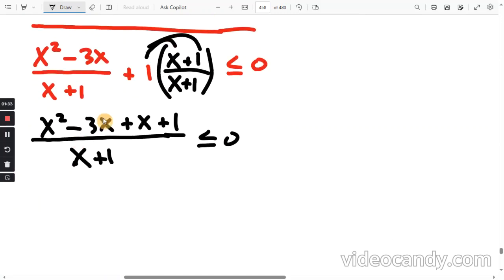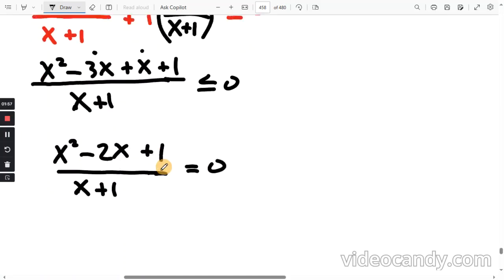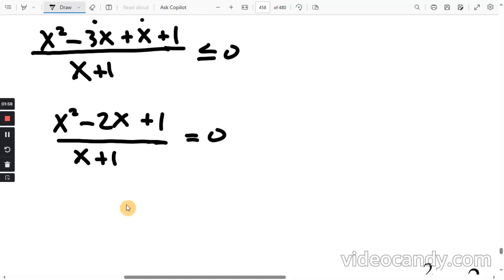All right, combining the likes, -3x and +x is -2x. We still have x squared, and we still have +1, and that's over x plus 1. And at this point, I'm going to set it equal to 0 because we need to find the zeros and the undefineds. All right, so we'll do the zeros and the undefineds.